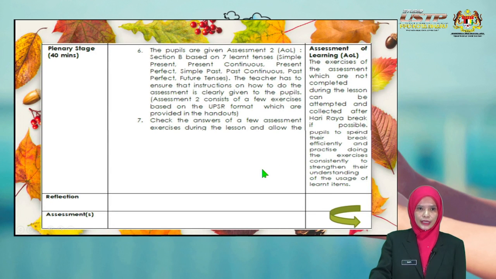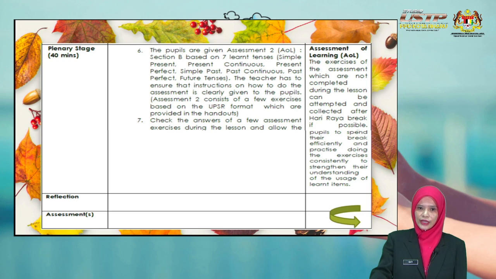For the plenary stage, which is also for 40 minutes, the pupils are given Assessment 2, Section B, based on 7 learned tenses: simple present, present continuous, present perfect, simple past, past continuous, past perfect, and future tenses. The teacher has to ensure that instructions on how to do the assessment are clearly given to the pupils. Assessment 2 consists of a few exercises based on the UPSR format, which are provided in the handouts.